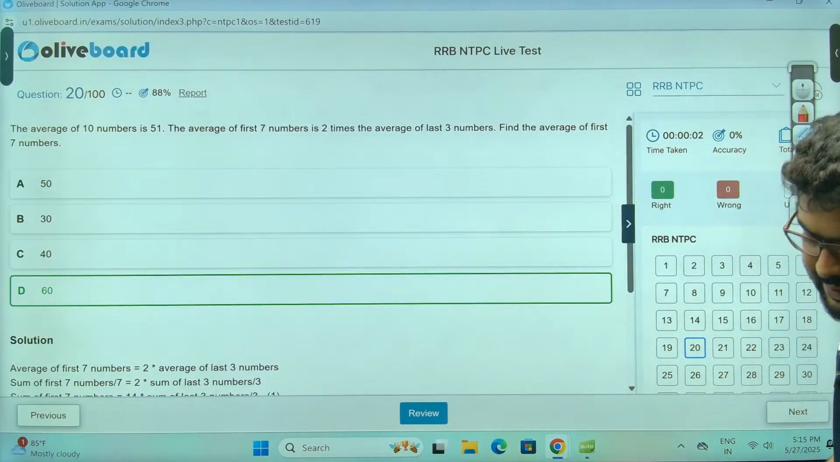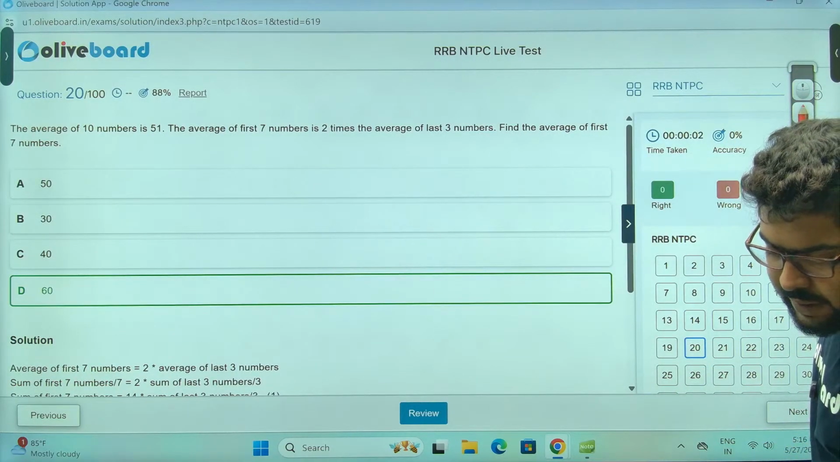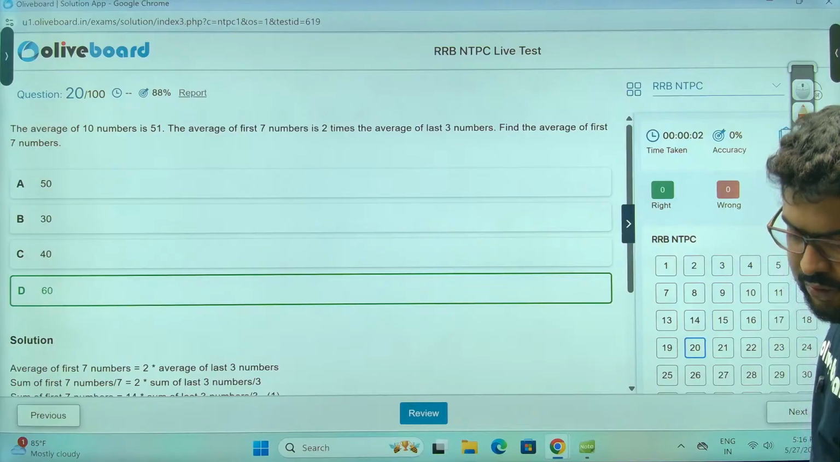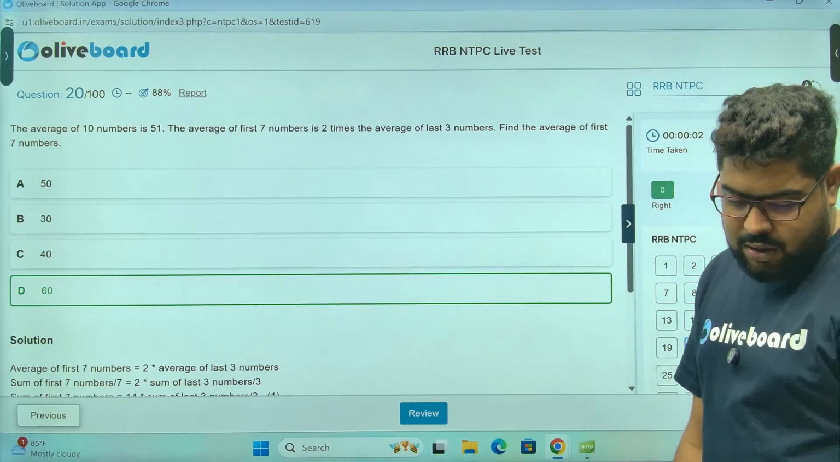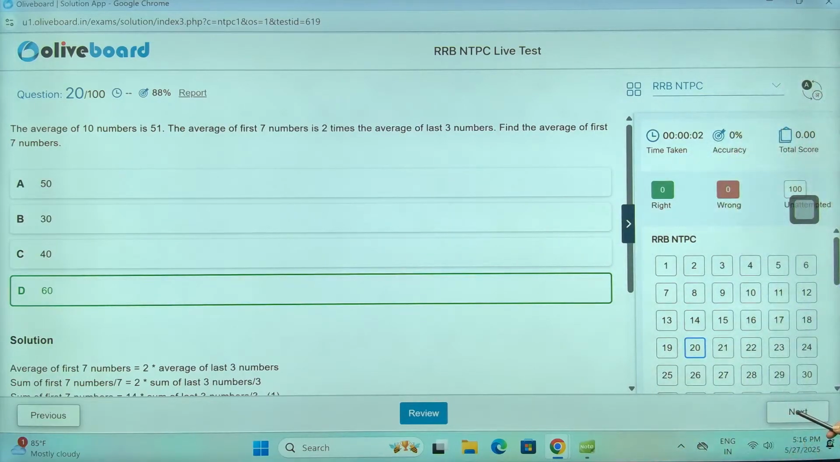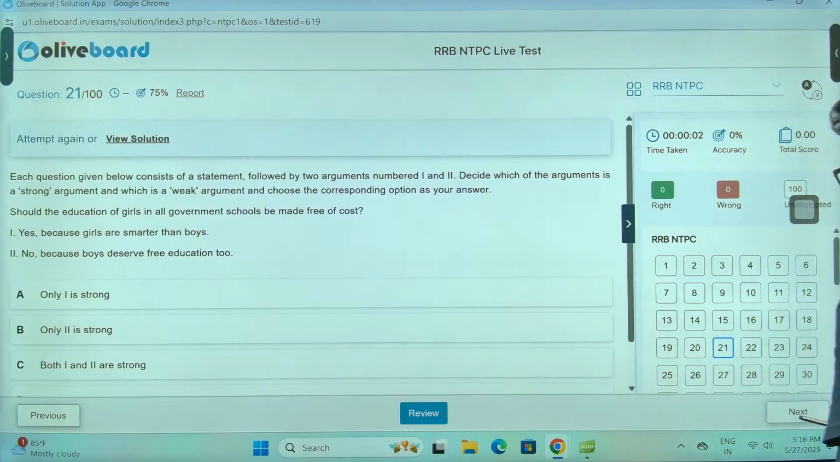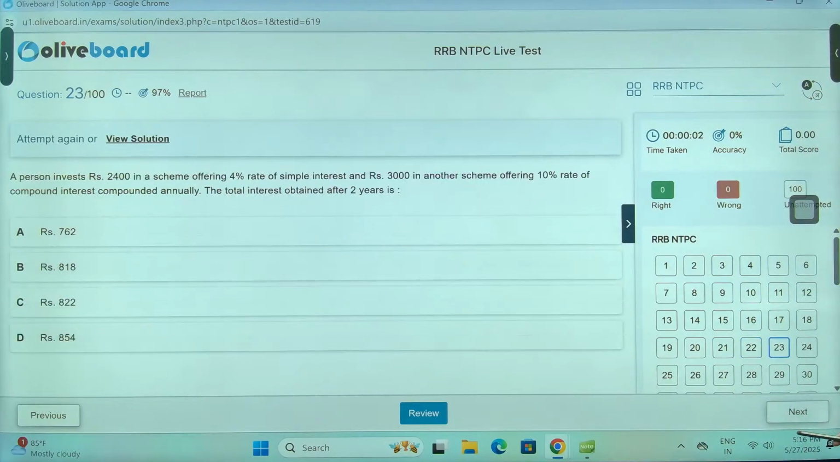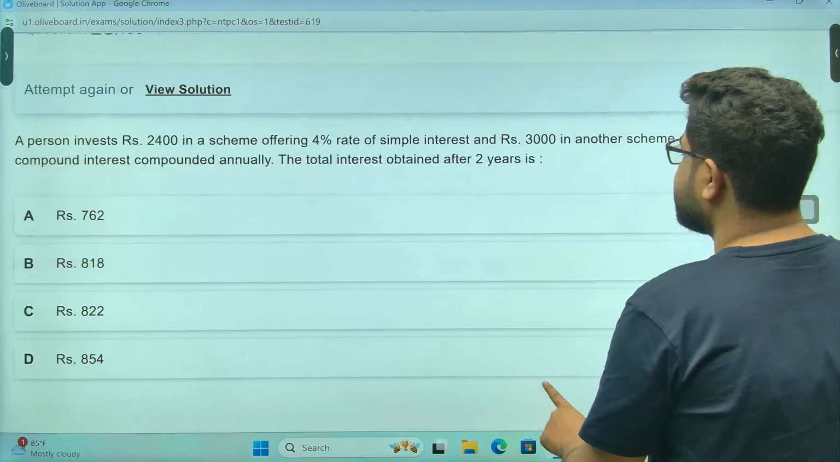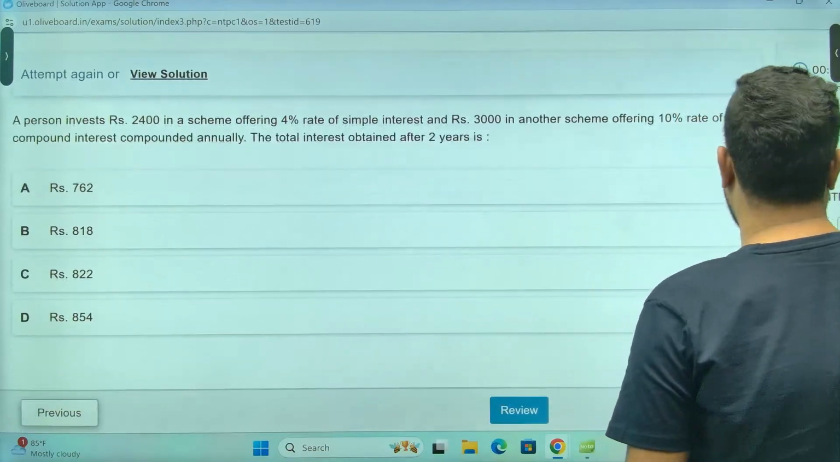Do line ka questions hai sir. These are all one liners, two liners and so on. Not difficult at all, sir. Chalo, moving on. Simple interest and achha mixed question. Chalo theek.